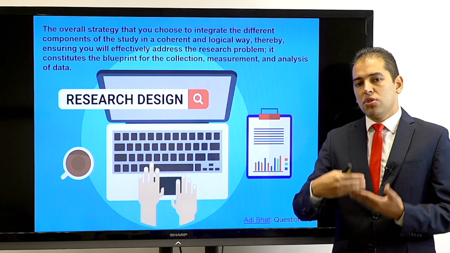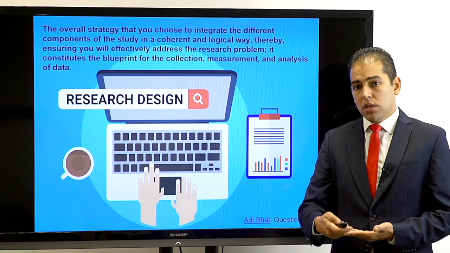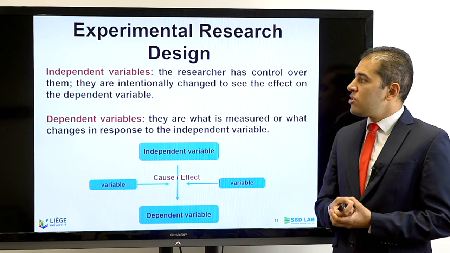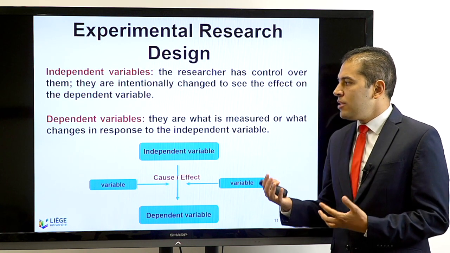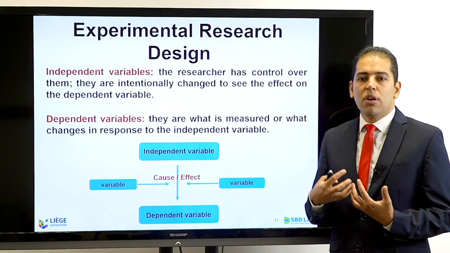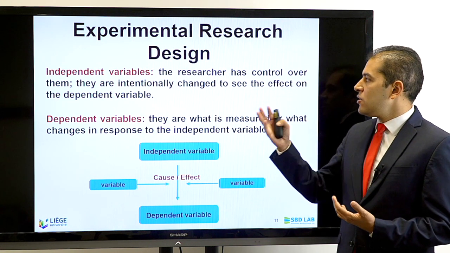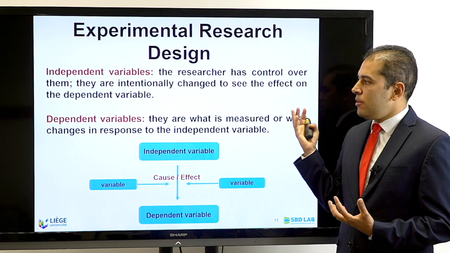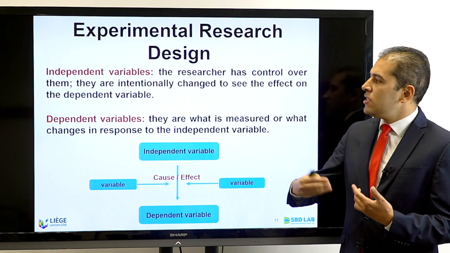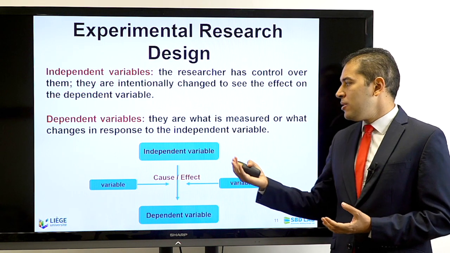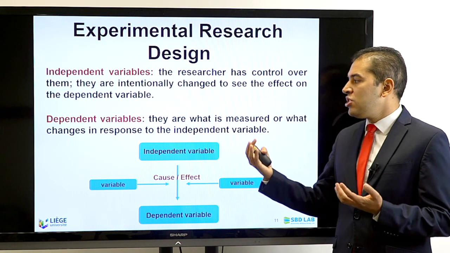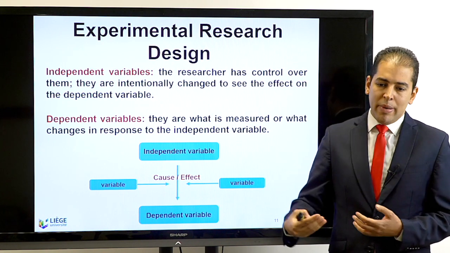So therefore, your research design needs to be well done. Experimental research design relies on two important factors. We call it the independent variables and the dependent variables. When we talk about independent variables, we mean that the researcher has control over them. They are intentionally changed to see the effect on the dependent variable. And dependent variables are what is measured or what changes in response to the independent variable.